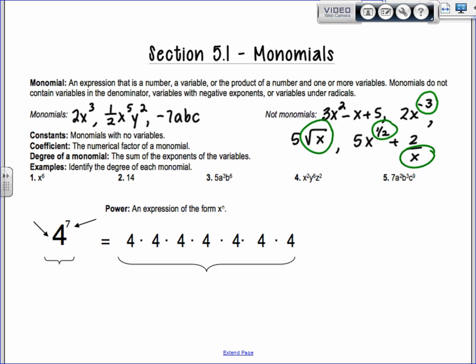All right, so you could also have a constant. A constant is just a number with no variables with it. So a constant would be like -18, right? That's a number, no variable. That would also be a monomial.